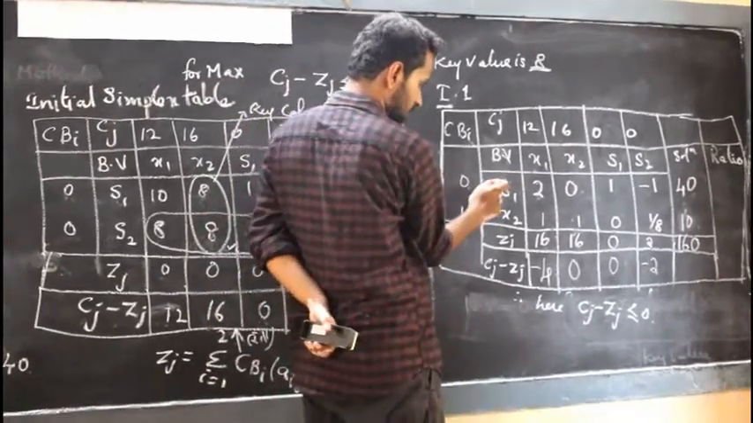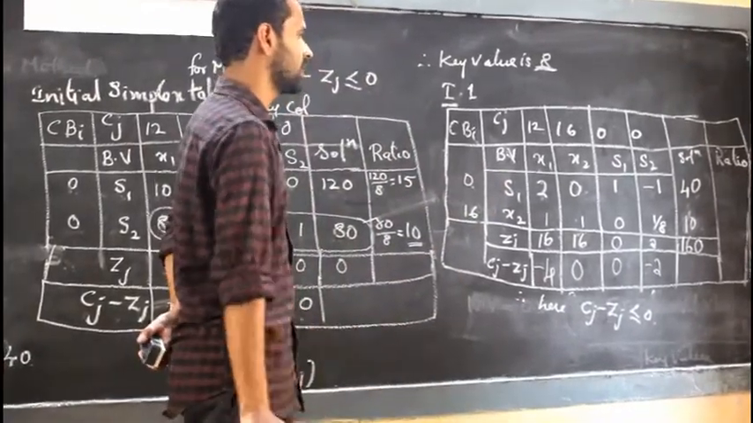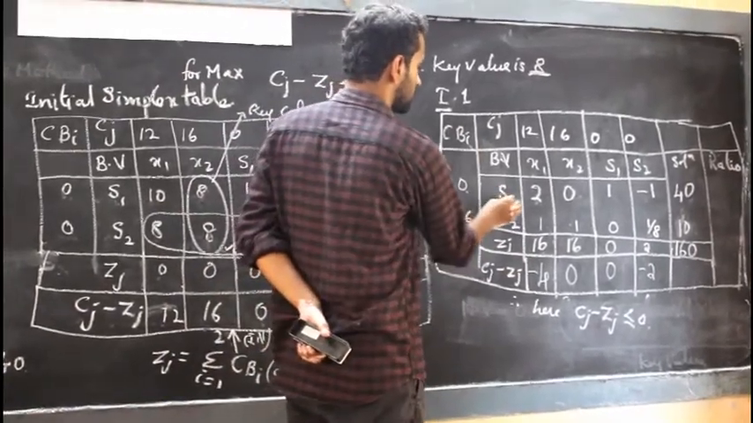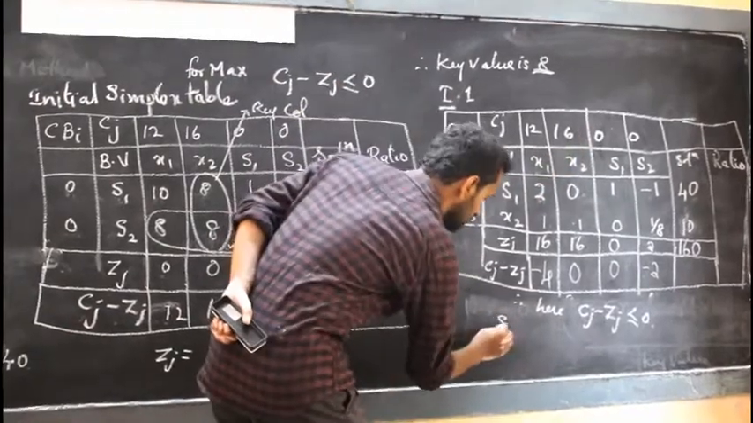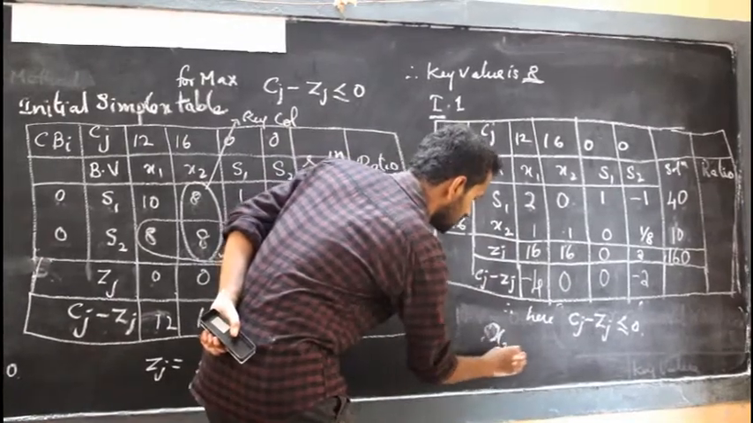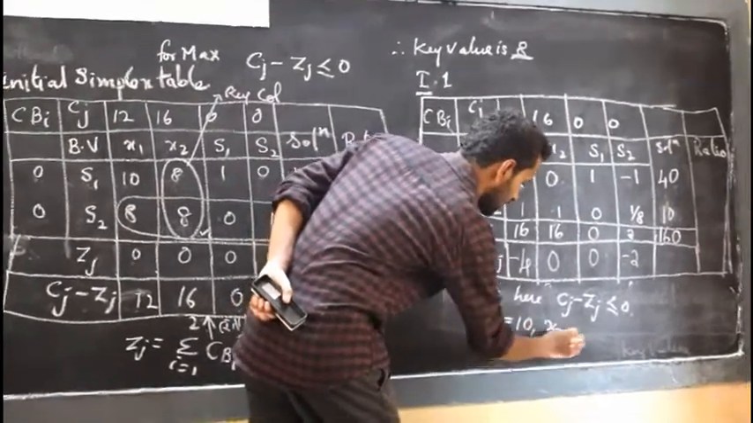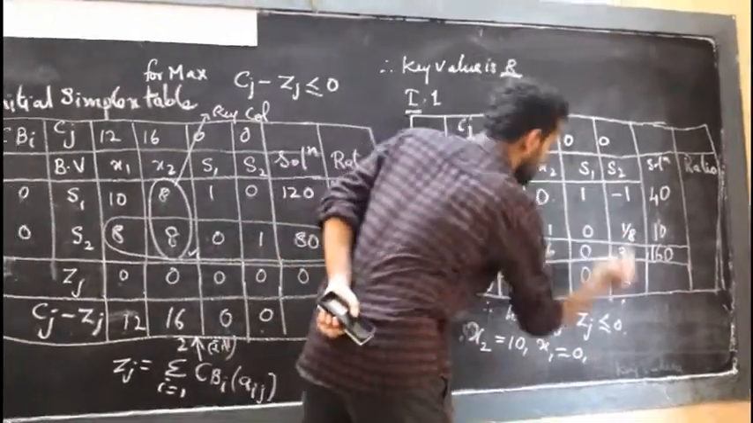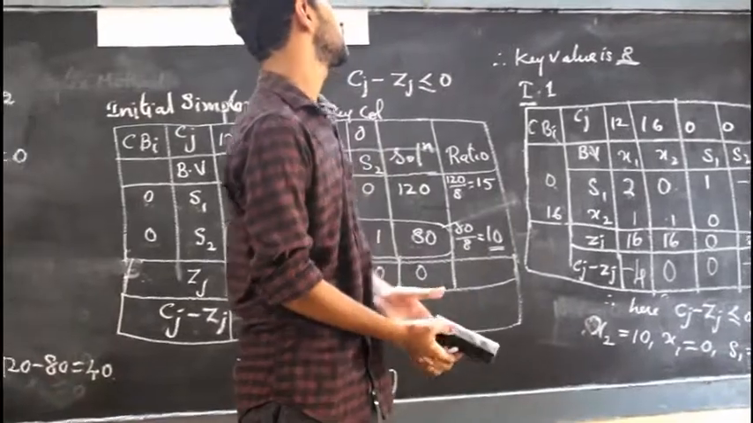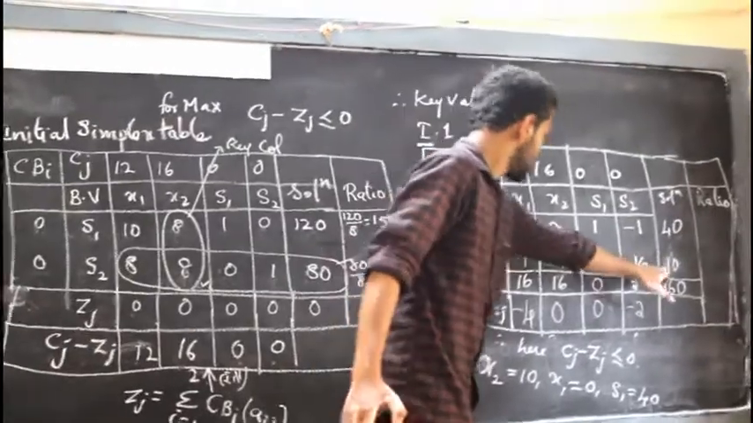Now consider the S1 variable. The S1 I introduced is 0, no need to worry about it. I can't do anything for this, so S1 is 0 for me. When I go for x1, I don't need to consider x1 here. I need to consider just x2. Look at the solution I got here, x2 is 10. There is no x1, so my x1 becomes 0. S1 can be written as 40. Since I wrote it in my iteration 1 table, the S1 value is 40 and the x2 value is 10. You get that?